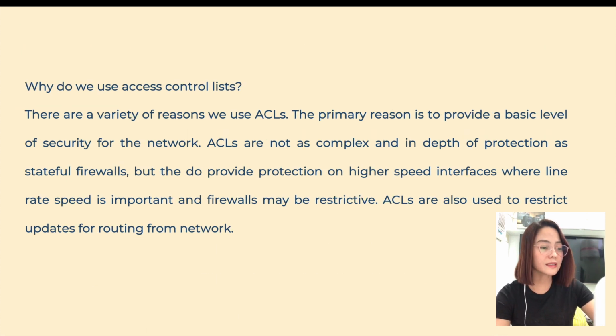Why do we use access control lists? There are a variety of reasons we use ACLs. The primary reason is to provide a basic level of security for the network. ACLs are not as complex or in-depth in protection as stateful firewalls, but they do provide protection on higher speed interfaces where line rate speed is important and firewalls may be restrictive. ACLs are also used to restrict updates for routing from networks.